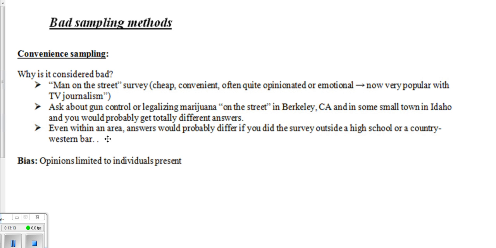You have to make sure they are completely random as best as you possibly can. The bias in this case is that the opinions will be limited to individuals present. So again, like the bus one, you'd only be asking students who take the bus. Anybody who doesn't take the bus wouldn't get a chance to be a part of the sample.